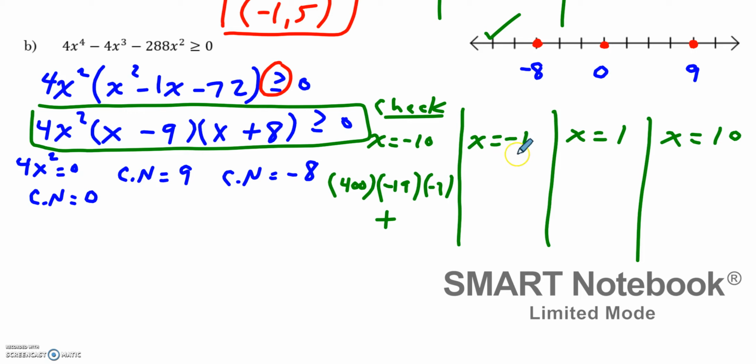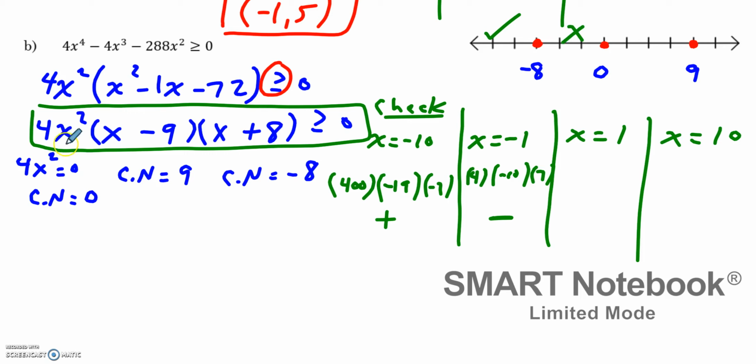For this region, if I plug negative 1 into this, negative 1 squared is positive 1 times 4 is positive 4. Negative 1 minus 9 is negative 10. Negative 1 plus 8 is 7. We have a positive times a negative times a positive, which is negative. And negative numbers are not bigger than 0. So this region is out.